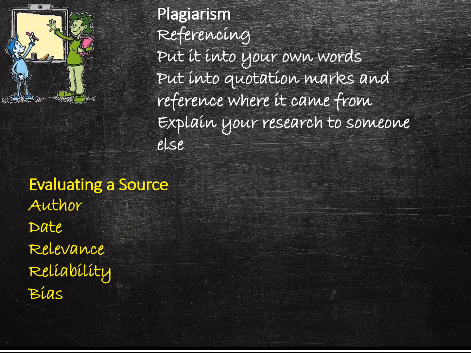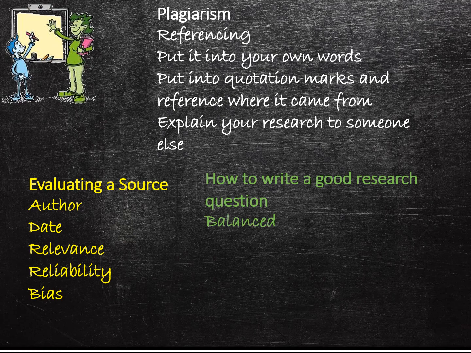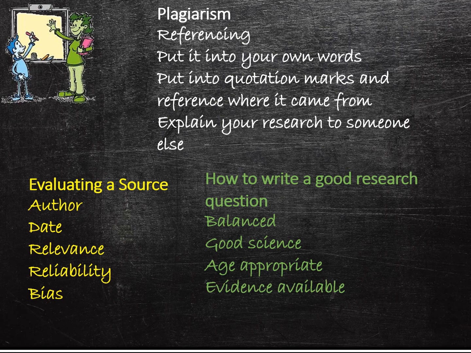Here are some of the success criteria developed by teachers for writing a good research question. Try to ensure that the question is balanced and that it can be researched from more than one point of view. Good science is important, as the question posed is research as opposed to a research question. The question needs to be age appropriate to take into account the cognitive ability and science knowledge of the student. Is there enough evidence available to undertake research on the question, and can it be researched in the time frame given?